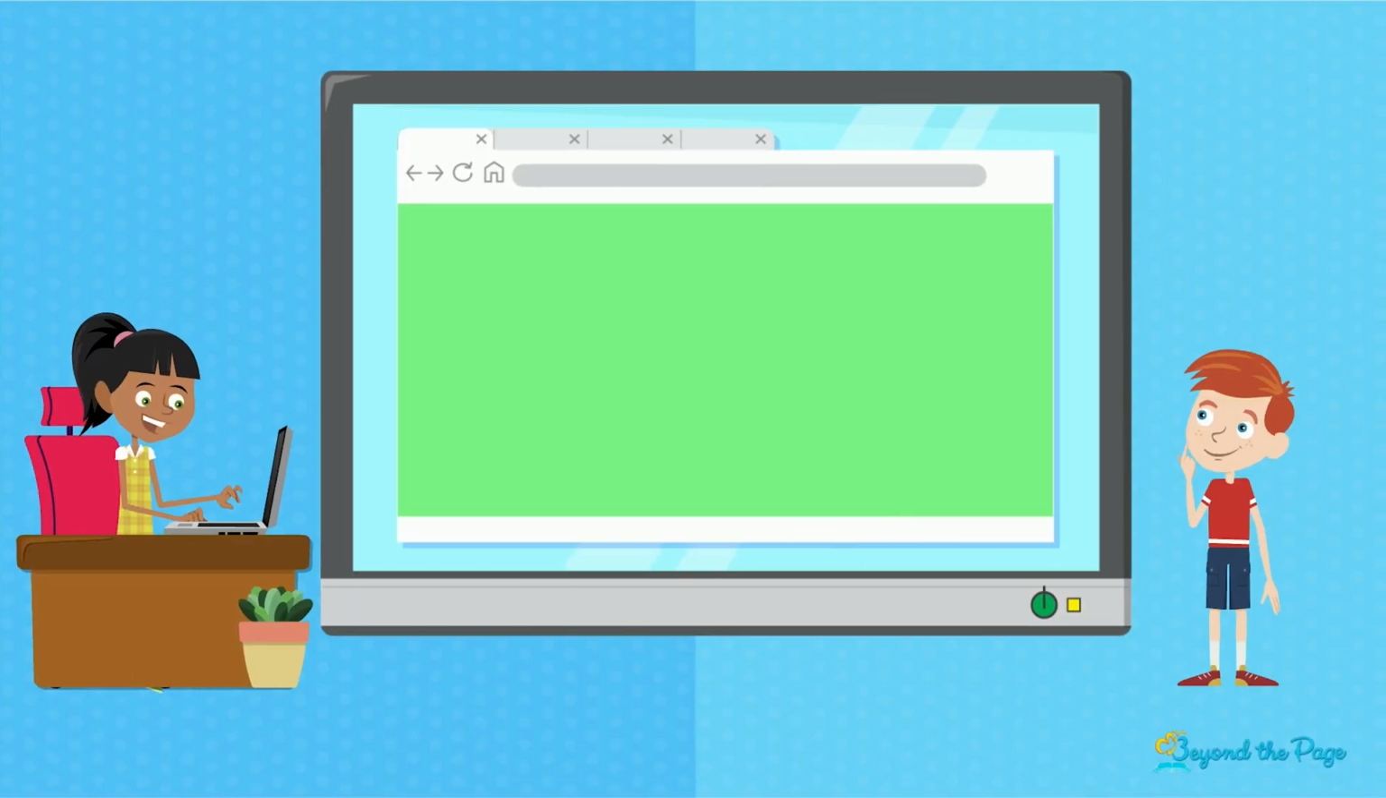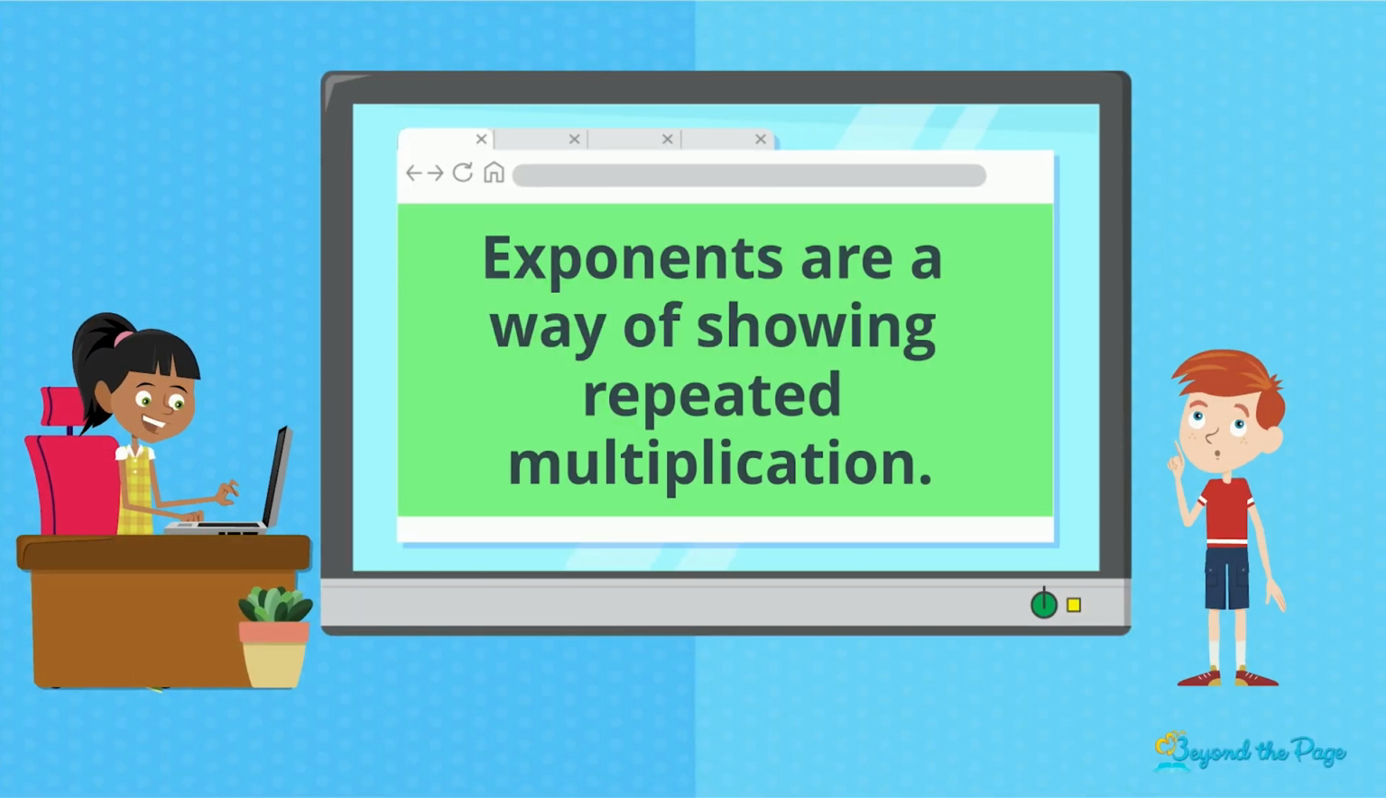So now you know that exponents are a way of showing repeated multiplication. Happy multiplying!